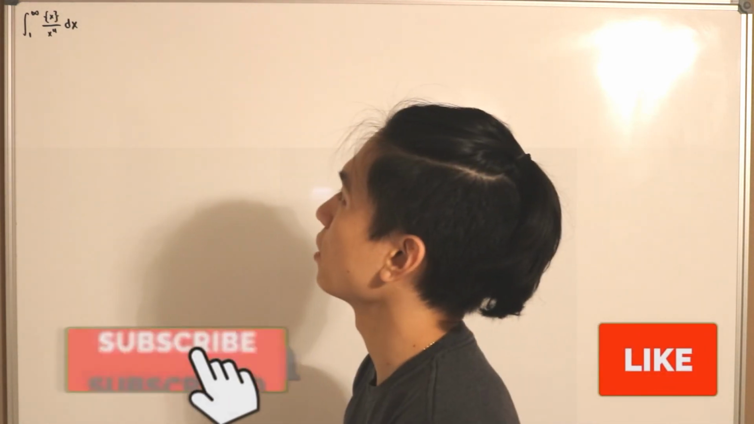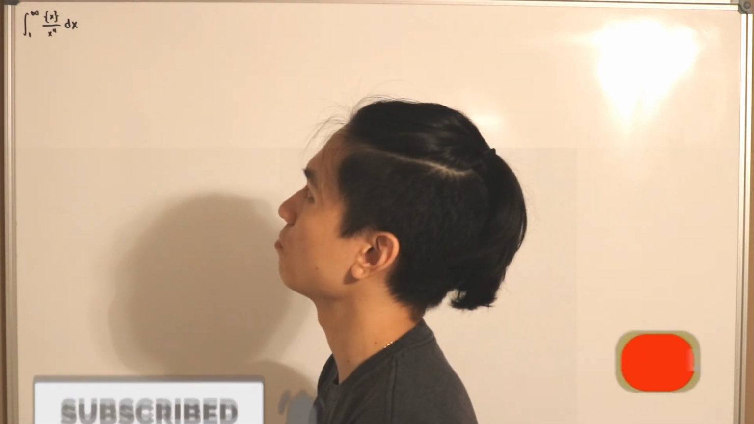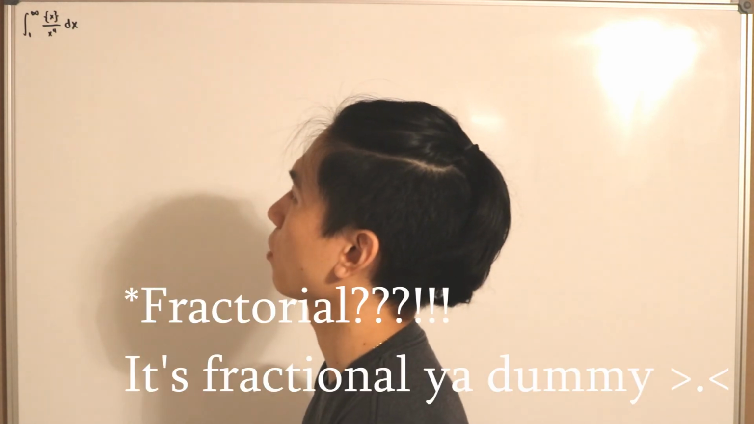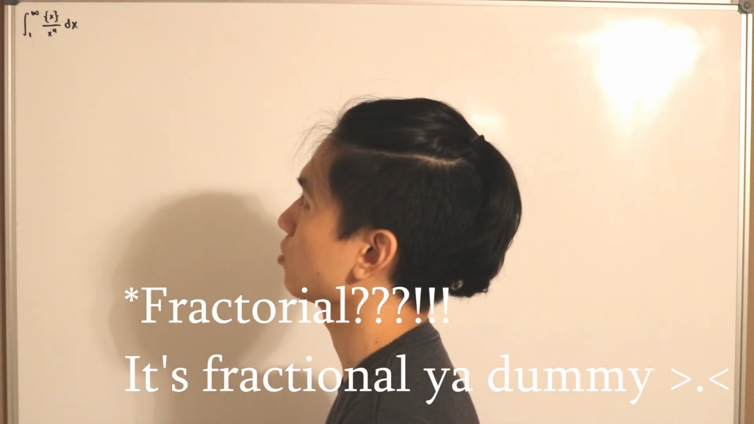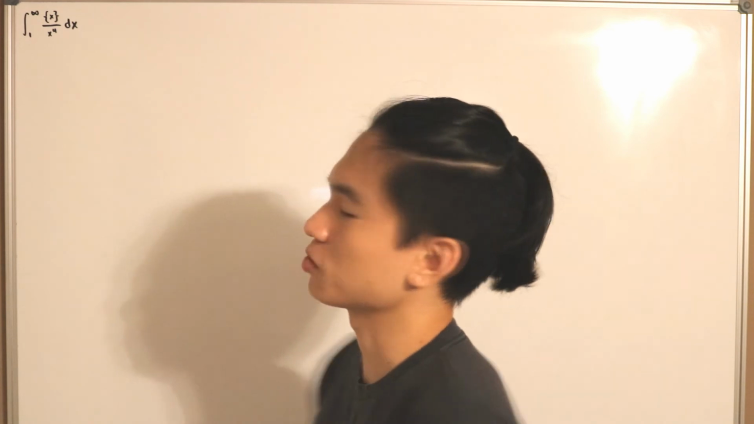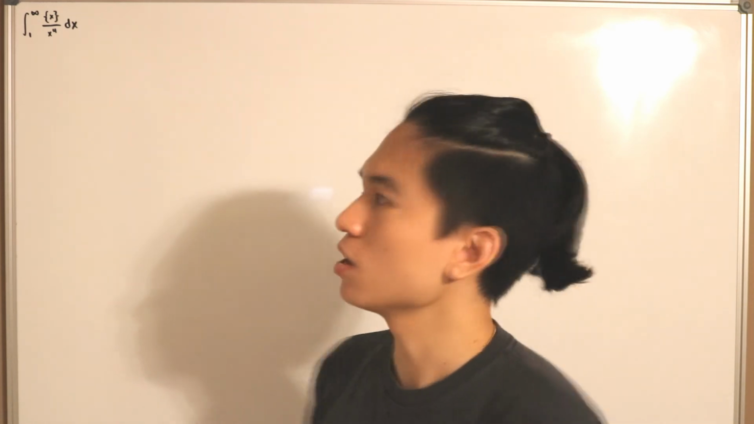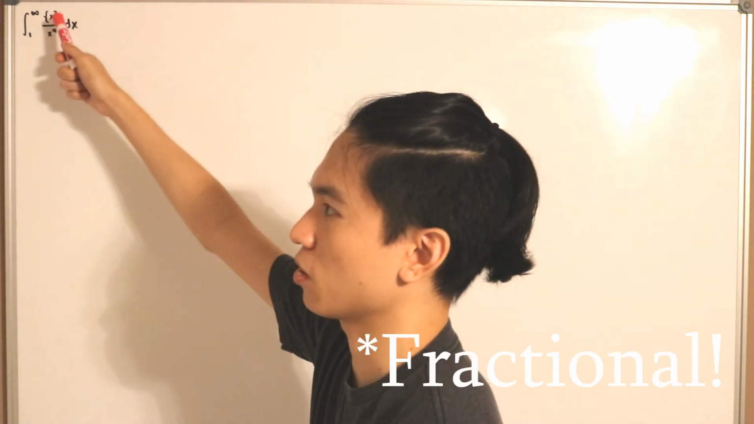Okay, so in today's video we have this improper integral from 1 to infinity of the fractional part of x divided by x to the 4th dx. Now I'm sure you have some questions. What is a fractional part of x?